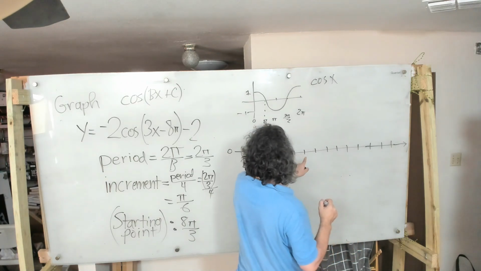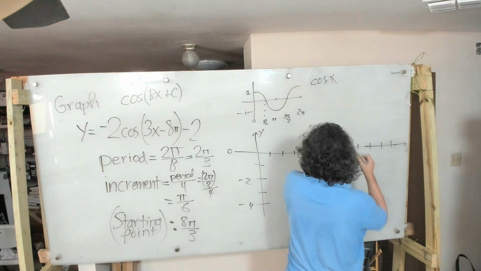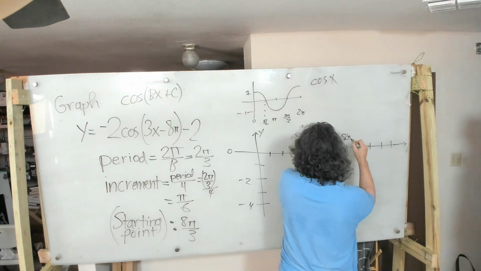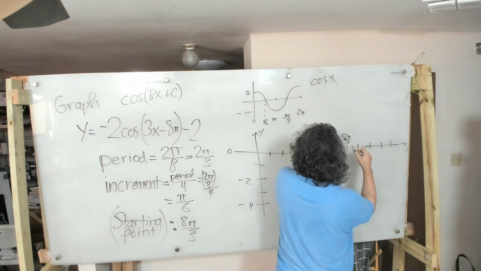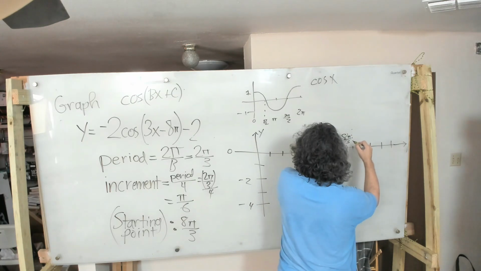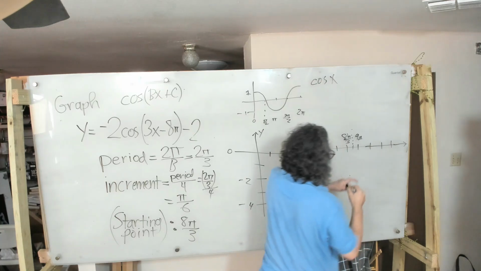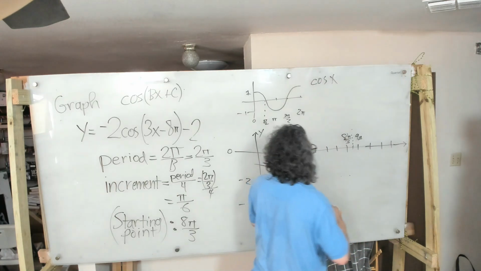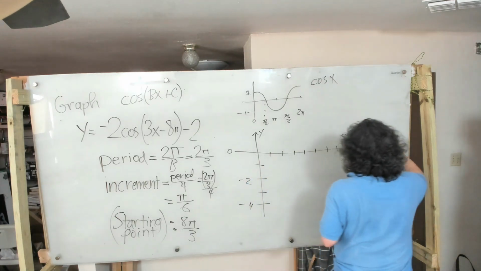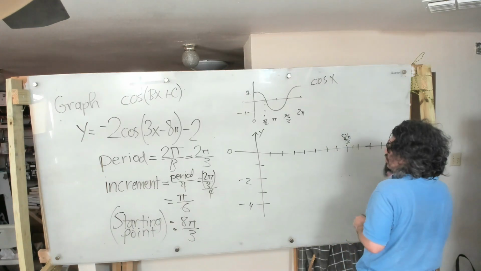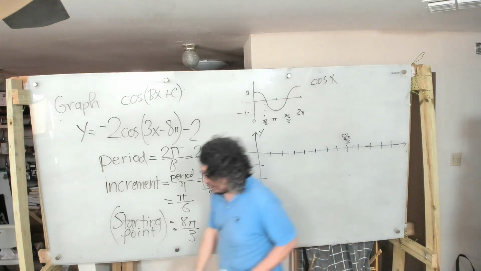1, 2, 3, 4, 5, 6, 7, 8. This will be 8 pi over 3. This will be 9 pi over 3. Well, okay, I'll worry about that in a moment. I'm going to show you something cool about this. Okay. So basically, check this out.